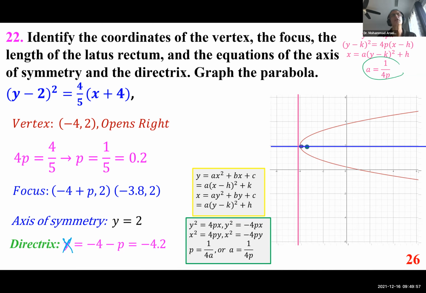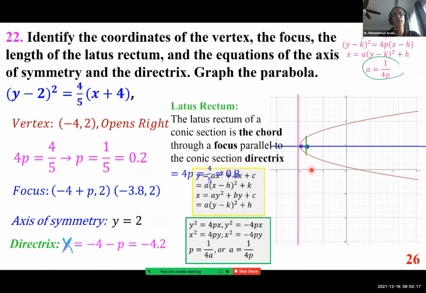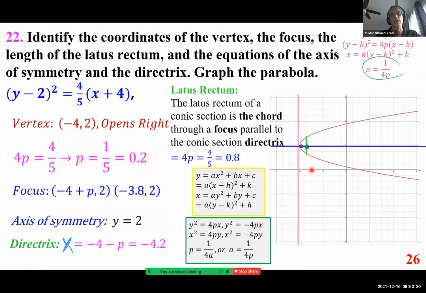So a quick recap, as far as the last one is the latus rectum, and by definition is 4 times p. Latus rectum is 4p. We already have that. This is the answer. This is the latus rectum. Again, the definition, the latus rectum of a conic section is the chord through a focus parallel to the conic section directrix. For p, which is 4/5 or 0.8. Either one is fine.